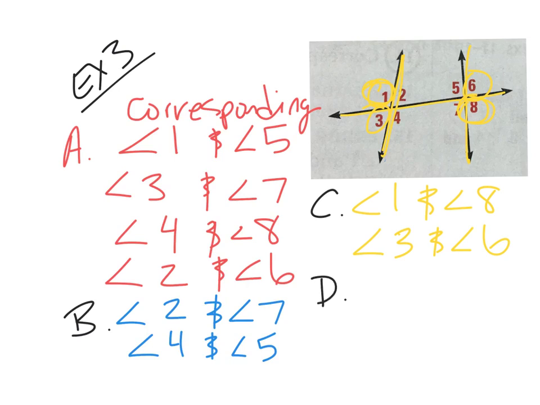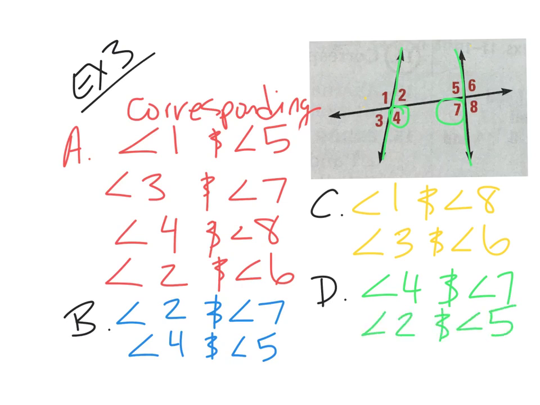And the last one is consecutive interior. So interior means what? Inside of these two lines. Consecutive means what? What do you think? What's consecutive, remember? Same side of the transversal. So then our options would be angle 4 and 7, and Gabe, what's the other one? Angle 2 and 5. Very good.